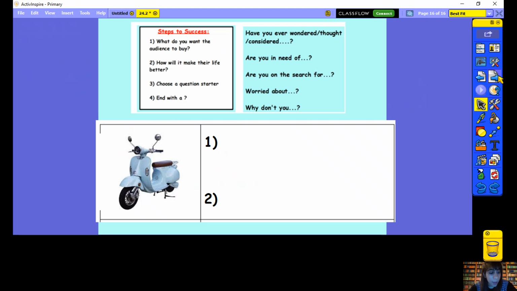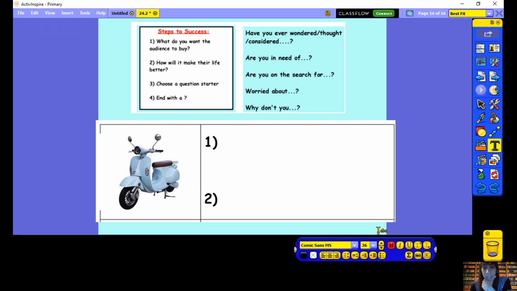So what is the product here and what do I want the audience to buy? Well, that's a scooter or a moped. How is it going to make their life better? So that's a way of traveling about, quite a fun way to travel about, very stylish too. So I might try to get them to think about maybe how boring life is when they're traveling on the bus, or maybe they're bored of walking everywhere, and this moped is going to make things a lot more interesting. Maybe they're going to travel a lot faster. Maybe they're going to look a lot cooler. So let's choose a question starter.